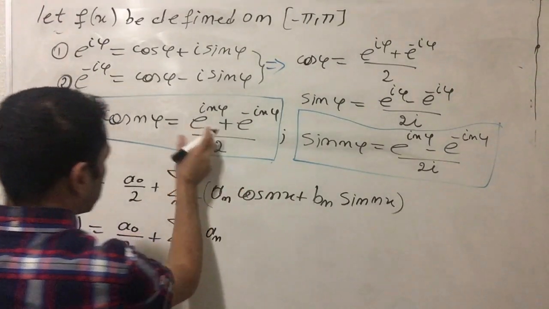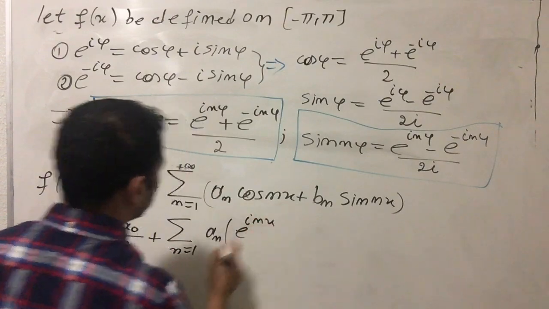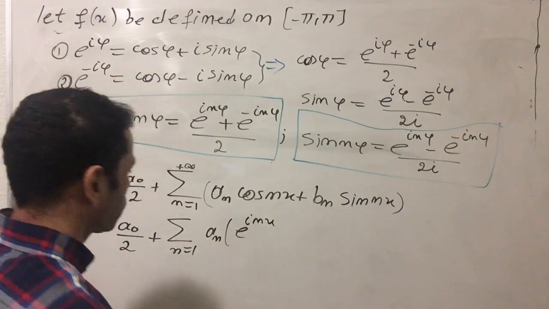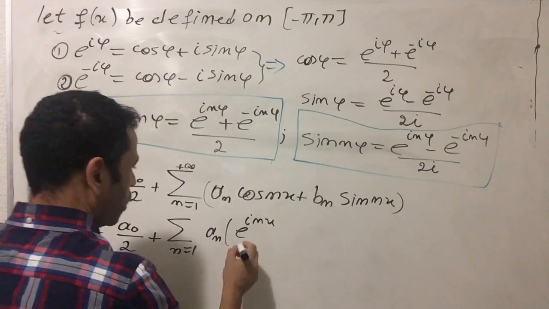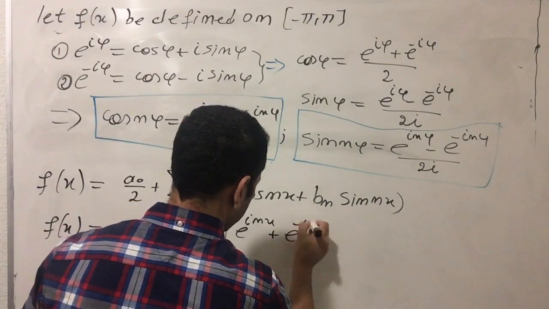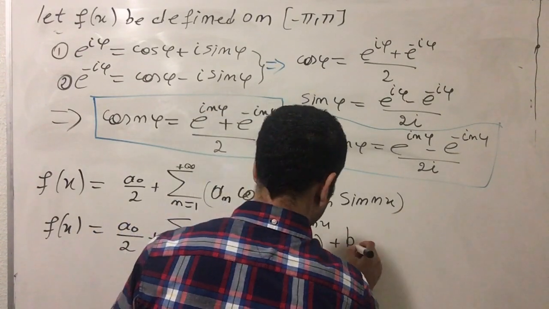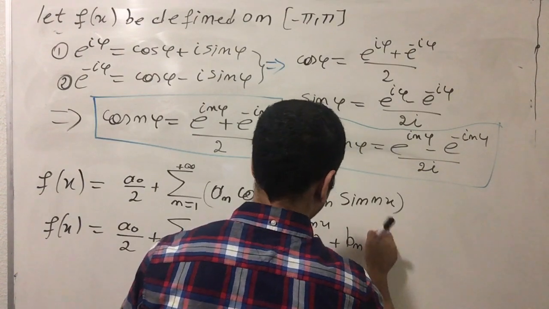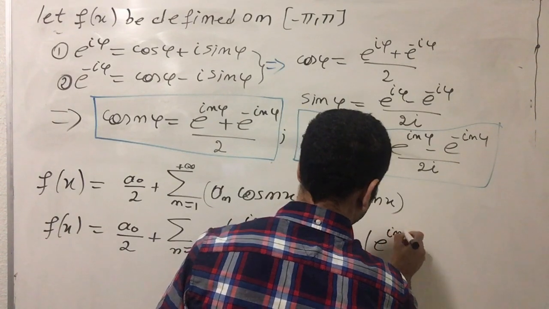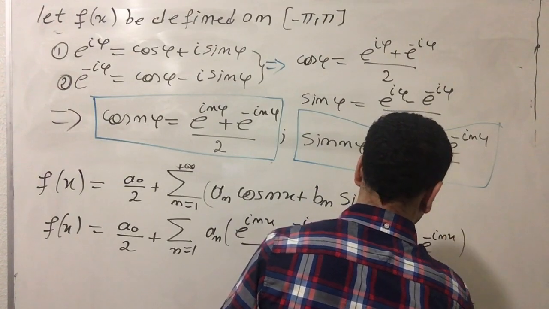So I will have a sub n cosine n x, replacing phi with x. It will be the same thing. So e to the i n x plus e to the minus i n x over 2, plus b sub n multiplied by sine n x, which is e to the i n x minus e to the minus i n x over 2i.